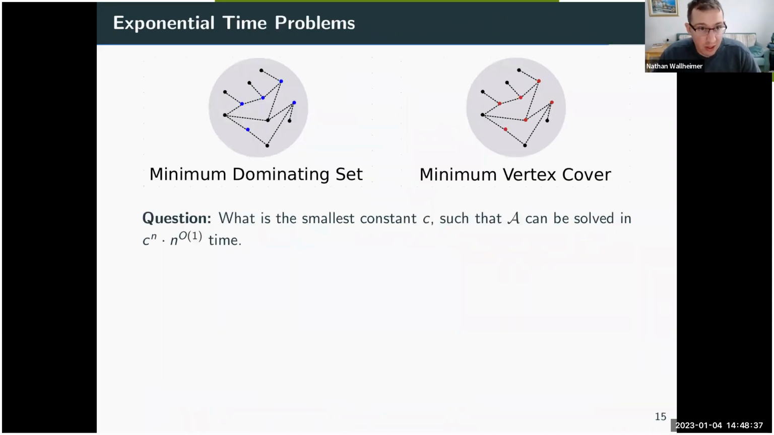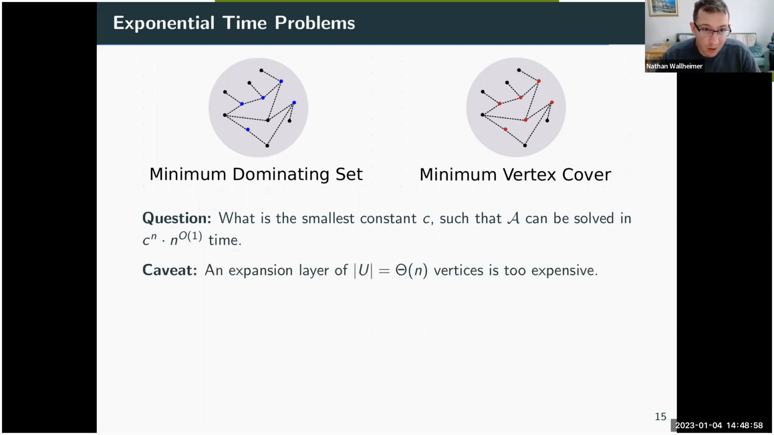Let me tell you a little bit about some results that we have about exponential time problems. We consider the minimum dominating set problem and the minimum vertex cover problem. The question here is, what is the smallest constant c such that we can solve the problem in c to the n time times some poly n factors. The problem that we face when we design reductions for such problems is that we cannot afford an expansion layer of size n. It's too expensive.